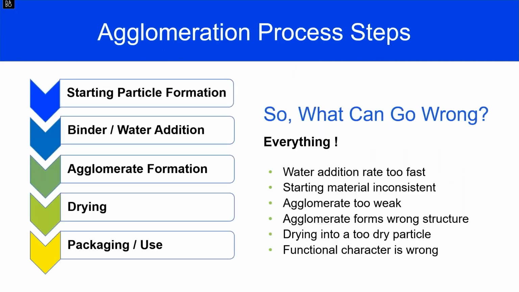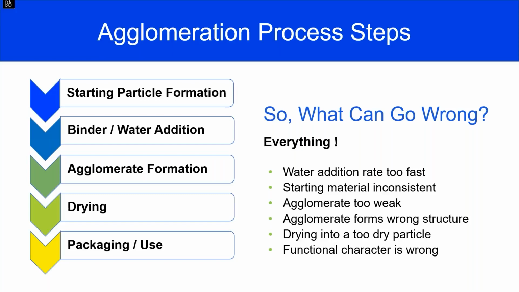Let's see, so let's take a look. How do we actually go about this? And this is a very generic 5-step process. You got to have your right particles to start with. You're going to add some water or binder to the system. You're going to go through some process that you're actually going to cause the agglomerate to form. It's a fluid bed or a high shear mixer or something like that. You're going to dry the particles, and finally you're going to package them or use them. From my standpoint, this is only 3 steps. What can go wrong on something like this? The answer is, and you all should be laughing right now, the answer is just about everything.